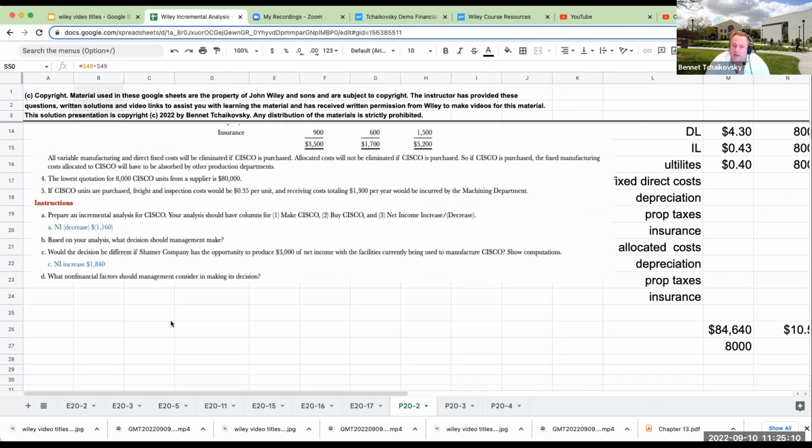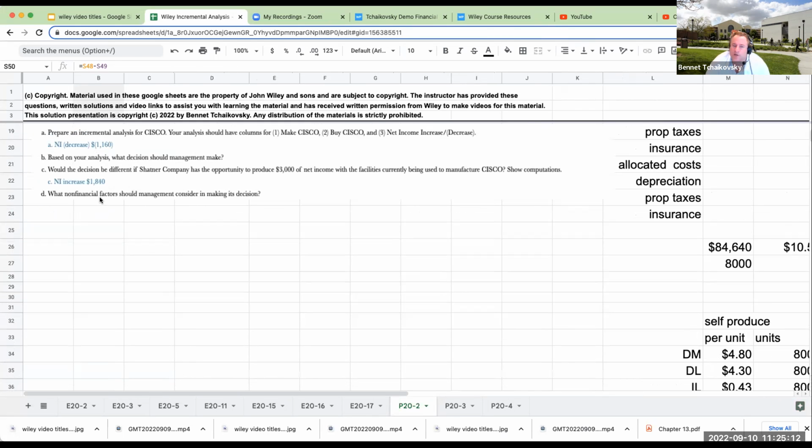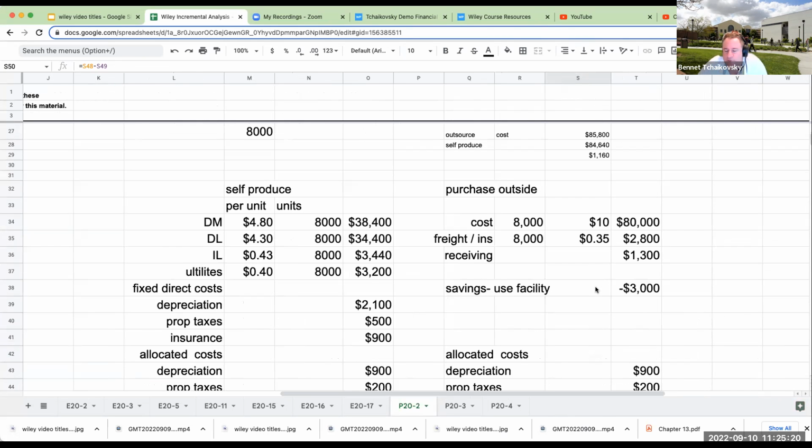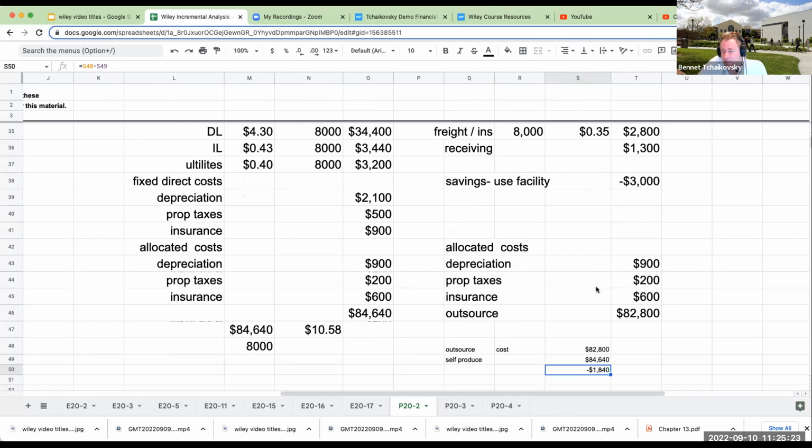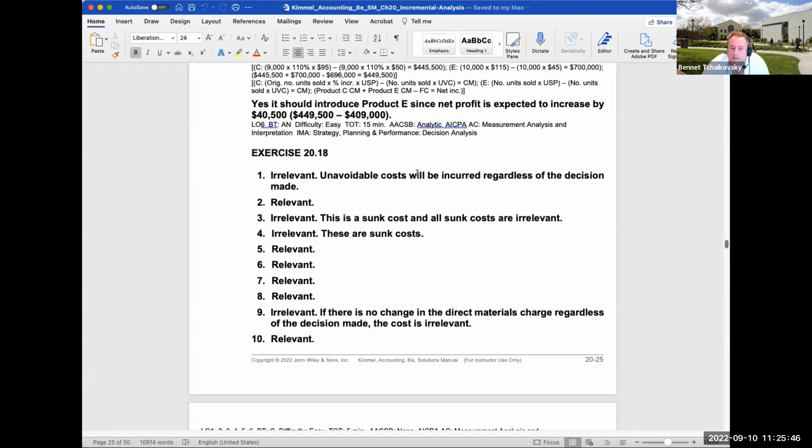1,840. But again, when you're talking about non-financial factors, and we're going to look at their solution in a moment, it's not that much of a difference between the two. You don't want to just rely on the numbers, especially if it's this close. You have to be extremely mindful of not just the financial cost, but the non-financial implications of your decisions. And if we outsource this and it doesn't work out, you're going to be blamed. Okay, let's go over here and take a look at our solution manual, and let's see how we did.